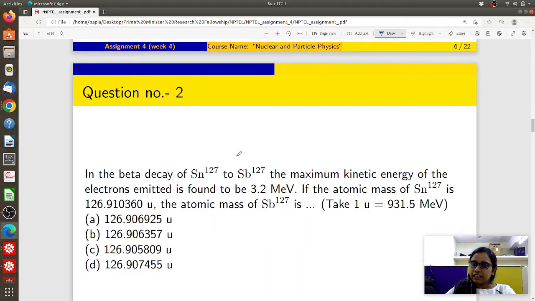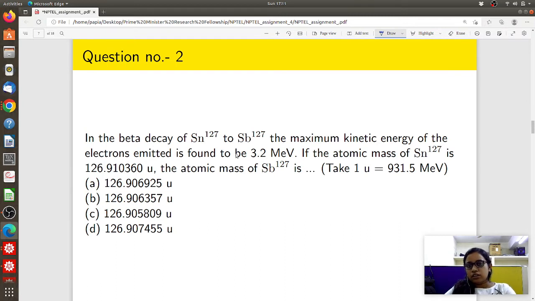Now coming to the second question. The second question is: in the beta decay of Sn127 to Sb127, the maximum kinetic energy of the electrons emitted is found to be 3.2 MeV. If the atomic mass of Sn127 is 126.910360 U, what will be the atomic mass of Sb127?